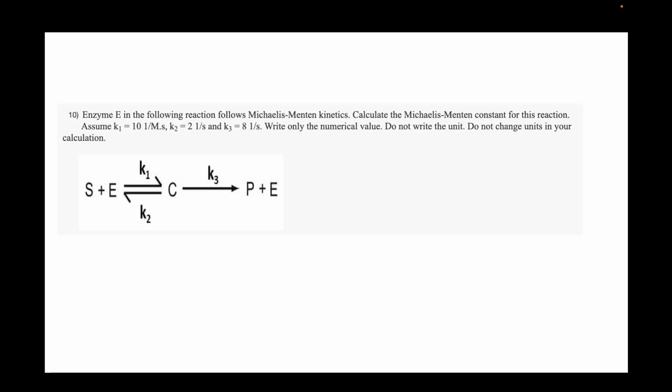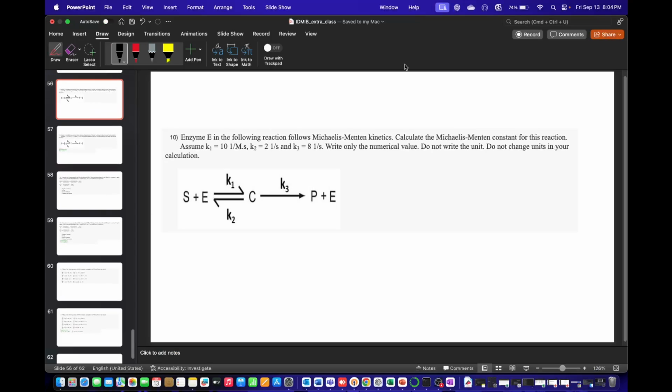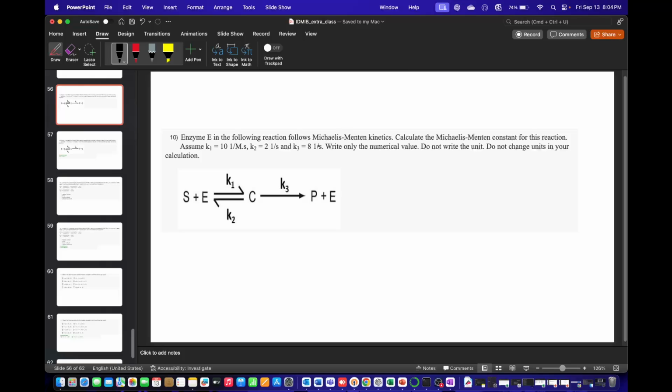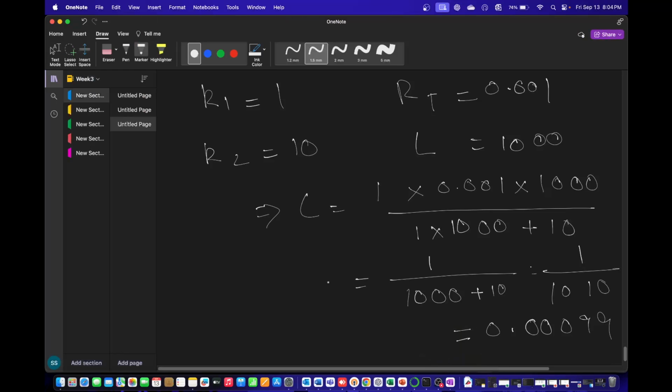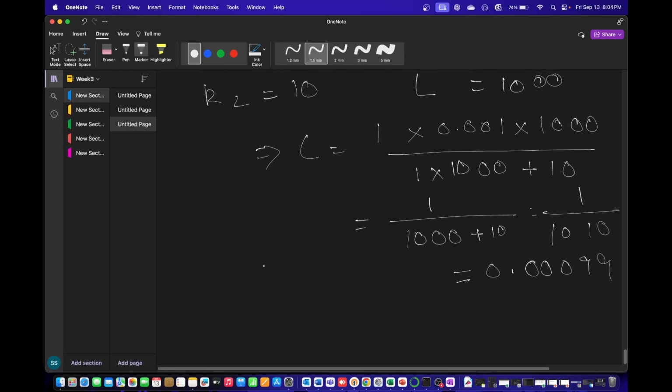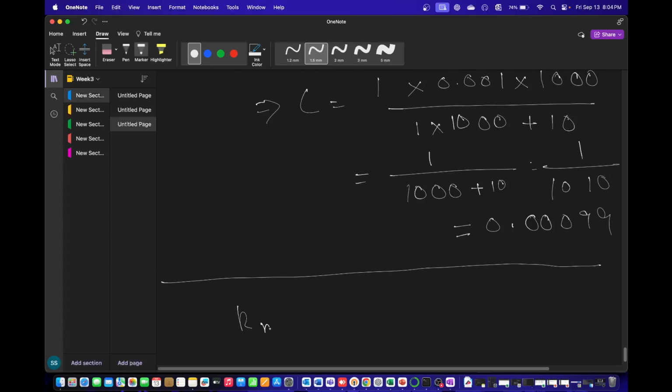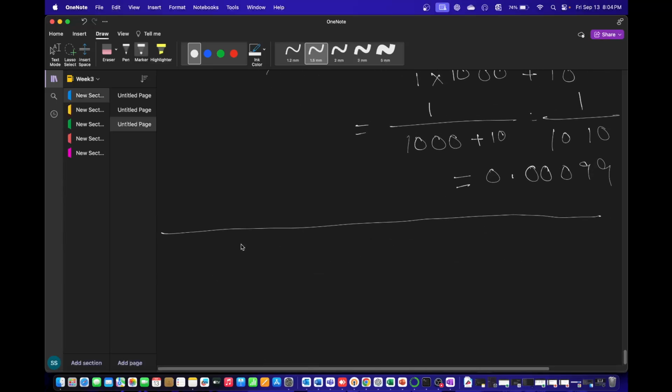Can you do the qualifications? Yeah, this is pretty simple actually. So your Km is by definition, let me write the equation here. Reaction equation.